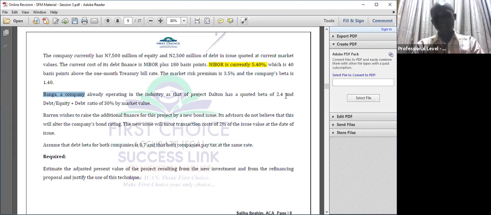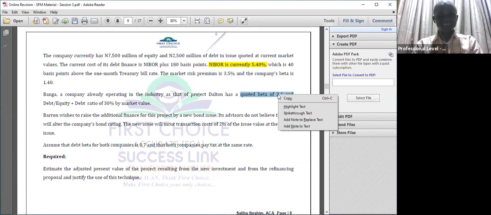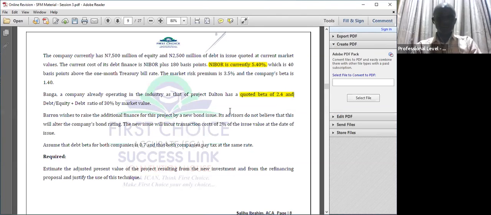Okay. And Banga is having what? Beta of 2.4, quoted beta of 2.4. Now you can see the question says quoted beta. It did not tell me whether it is equity beta or asset beta. But look at the information: debt to equity plus debt ratio of 30%. It means that Banga is geared. The moment Banga is geared, the beta of Banga is also a geared beta. Do you understand? So that beta is a beta of equity.